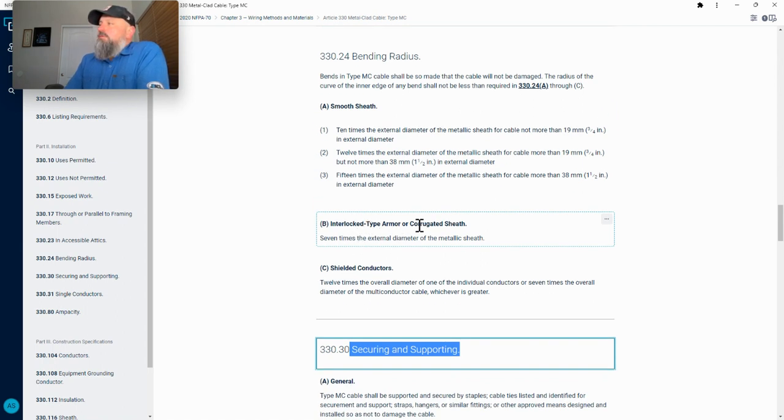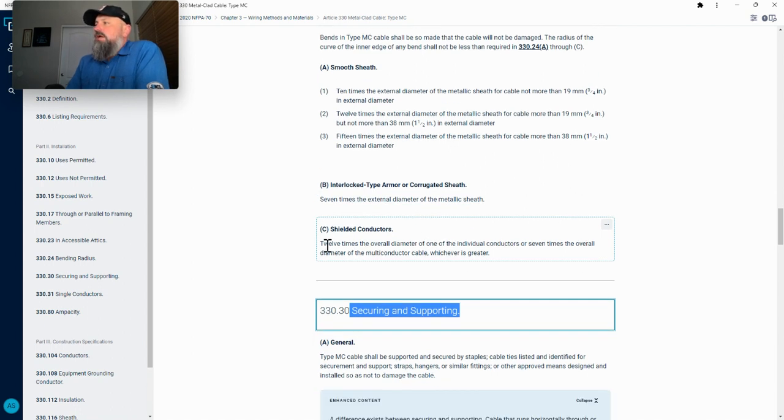Interlocked type armor or corrugated sheath. This is also a very common one we use. This is the older style one. 7 times the external diameter of the metallic sheath. And then we have shielded conductors: 12 times the overall diameter of the individual conductors, or 7 times the overall diameter of the multi-conductor cable, whichever is greater.